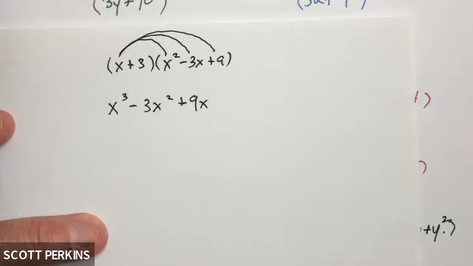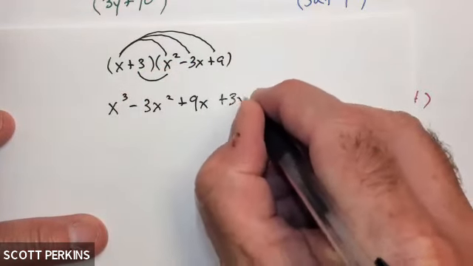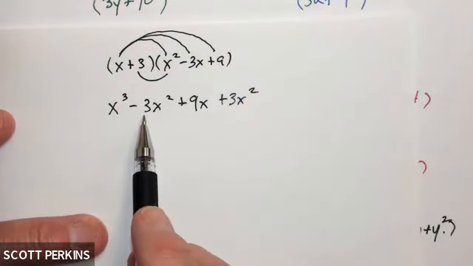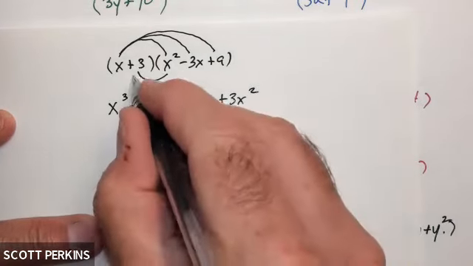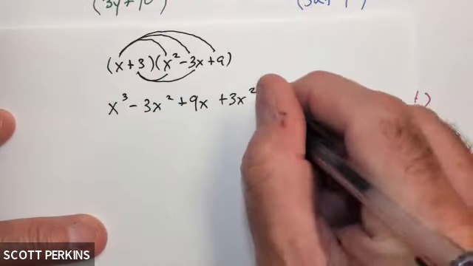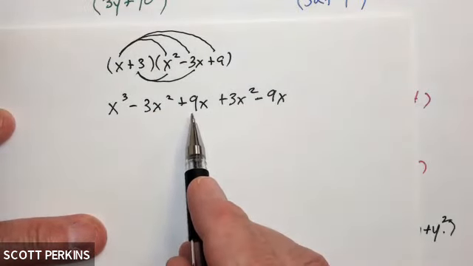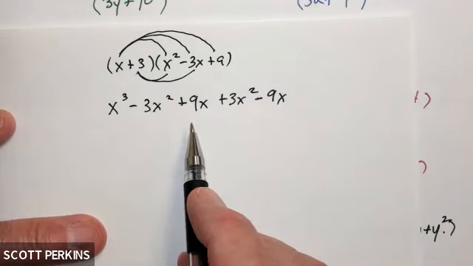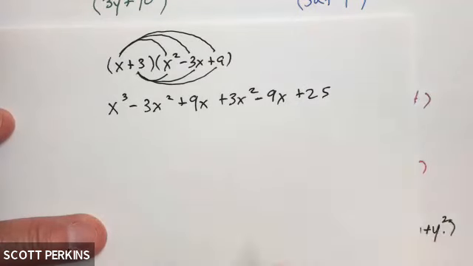So I'm going to move along to the 3, and I'm going to multiply the 3 times everything I possibly can. So the 3 times x squared is plus 3x squared. Oh, that looks familiar. I've got a negative right here. So those are going to cancel. And then the 3 times the negative 3x is negative 9x. Oh, again, that looks familiar. I've got a positive 9x. Those are going to cancel. And then the 3 times the 9 is a plus 27.